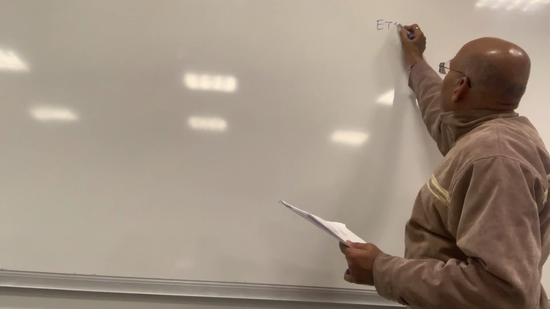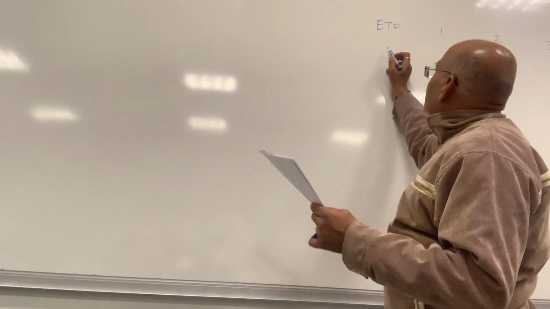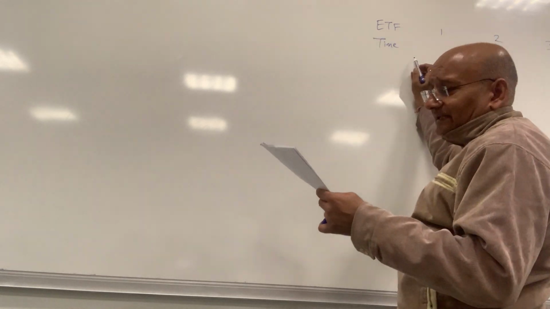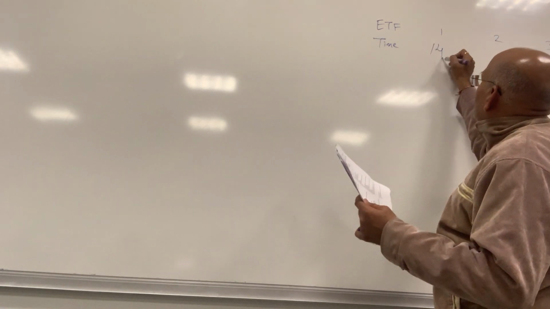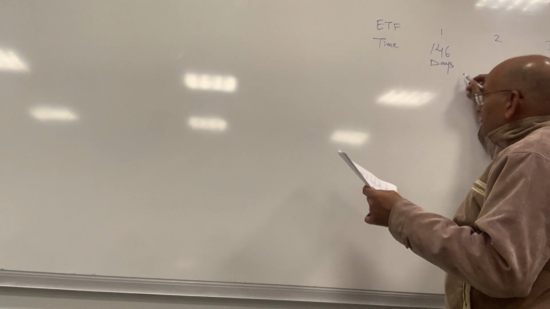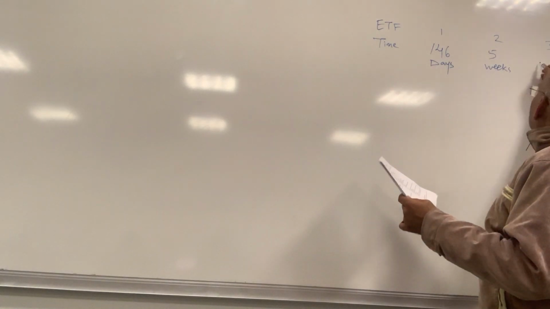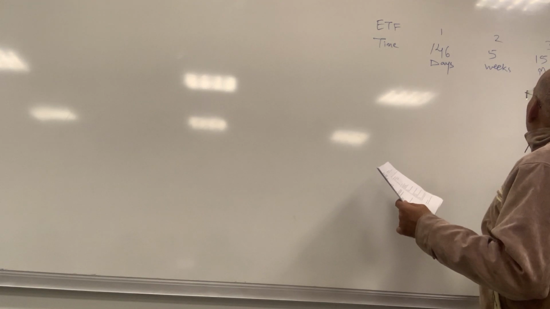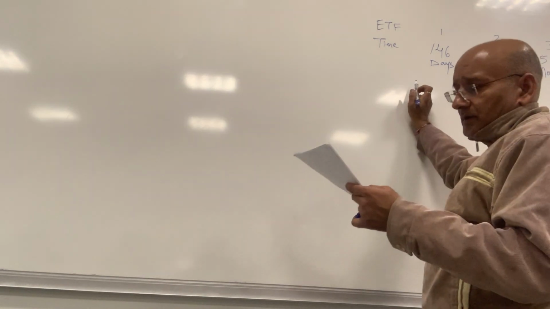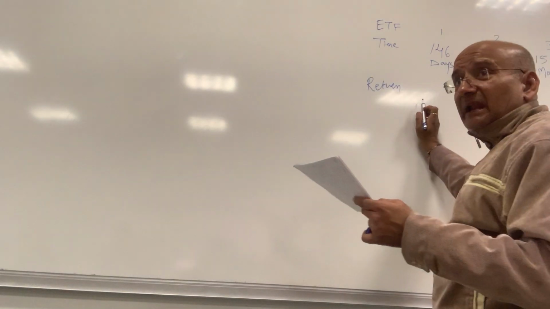So ETF 1, 2, 3, information is given like this. There are 3 different types of ETF and the time is given. Time since inception is given as 146 days. This information is given in terms of days. Here is given 5 weeks and here is given 15 months. And the return is also given since inception until now.